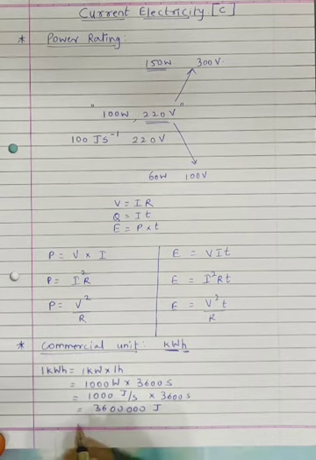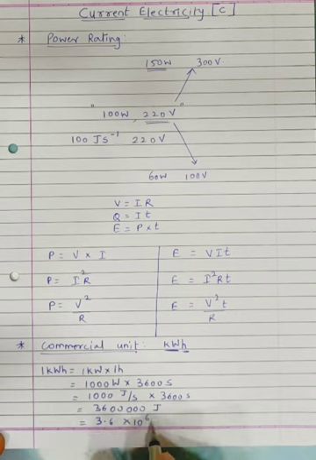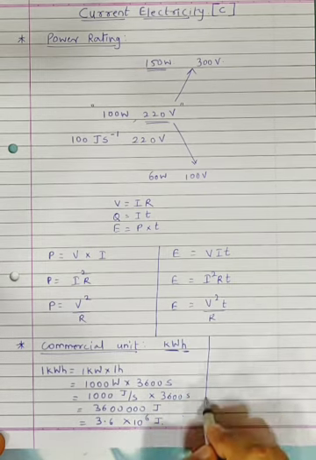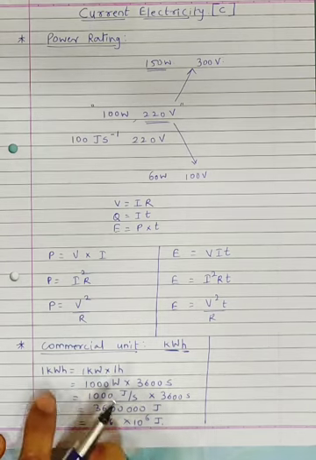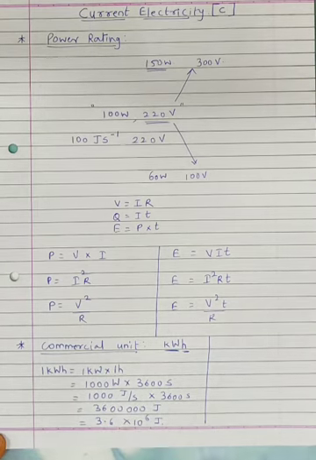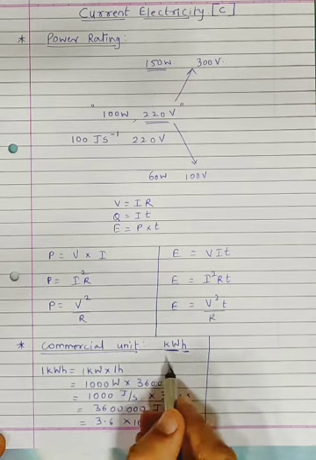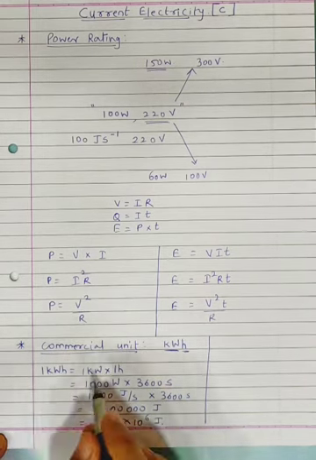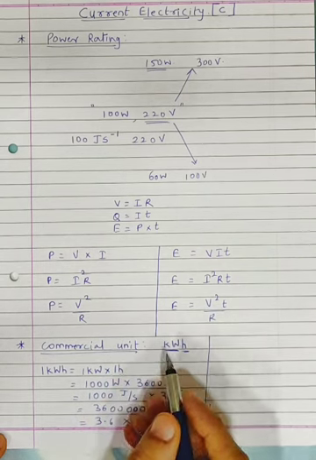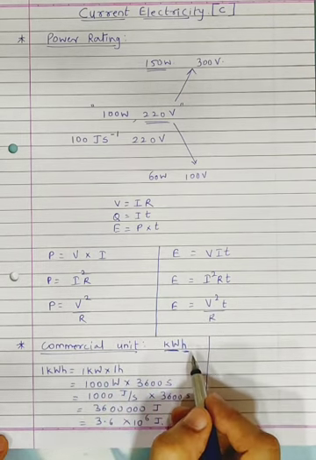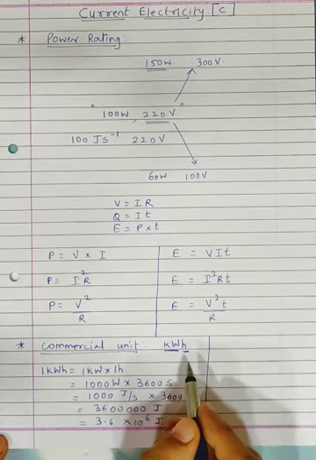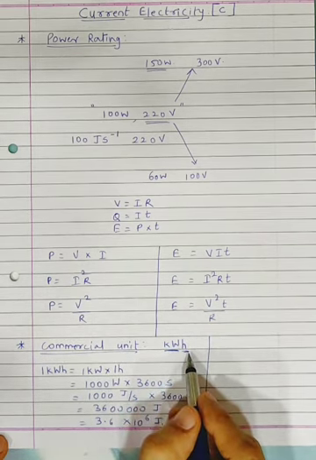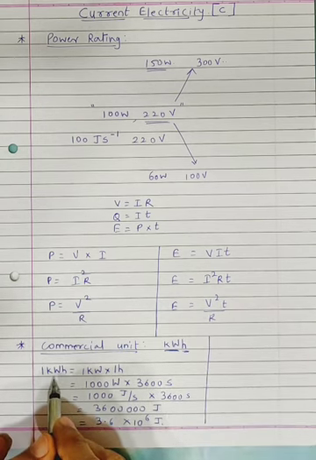You can also write this as what? 3.6 into 10 raised to 6 joule. So kilowatt hour is basically the commercial unit of electrical energy. They may ask you 1 kilowatt hour is how many joule, or they can also ask you to derive it. There is one more unit which is not a commercial unit, but still even that unit is used sometimes, which is called as watt hour. Okay, watt hour means what? W into H, watt hour.